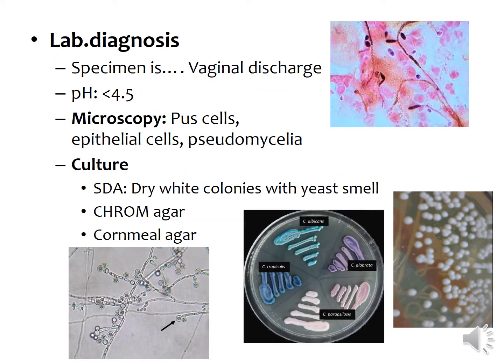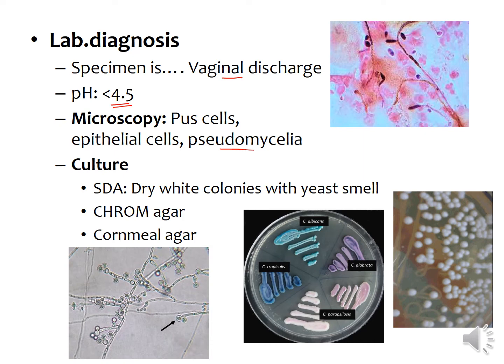The specimen to be collected is vaginal discharge, and a few simple tests are there to diagnose vaginal candidiasis. One is the pH. Take the pH paper and estimate the pH. pH usually will be less than 4.5, that means it shows a more acidic pH. And microscopy shows the pus cells, epithelial cells, and the pseudomycelia.